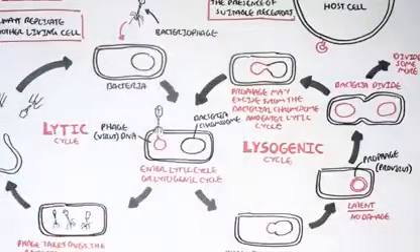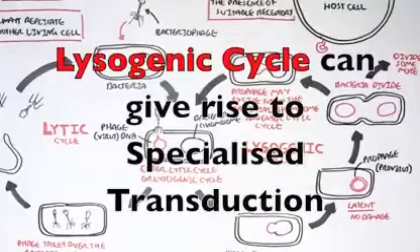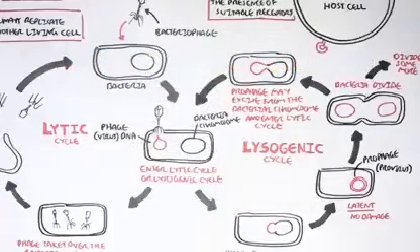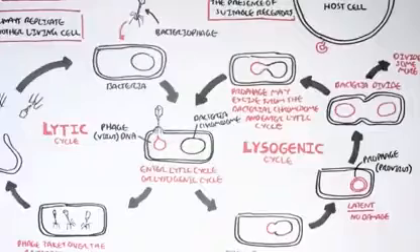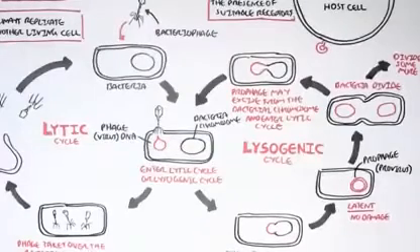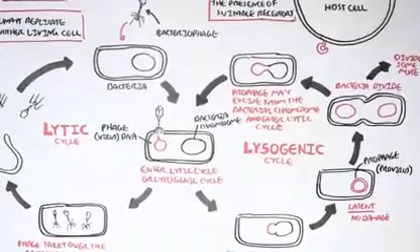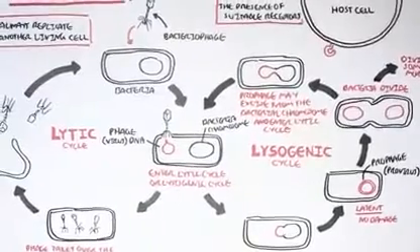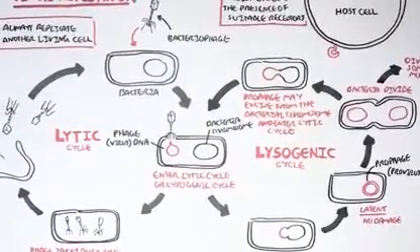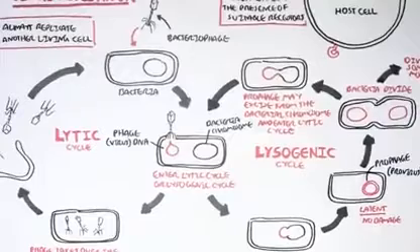Of course, there is another pathway, not a cycle, but another pathway. The lysogenic cycle can give rise to a specialized transduction, in which the bacterial genes, or part of the bacterial chromosome, are transferred with the phage DNA to another bacteria through conjugation, for example. And thus, this will result in that new bacteria becoming infected as well. I hope that makes sense.